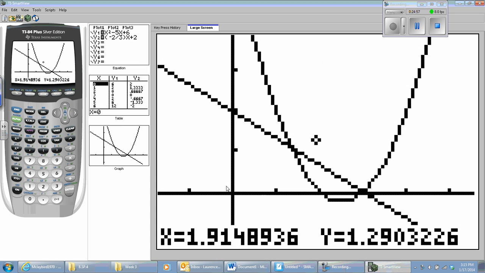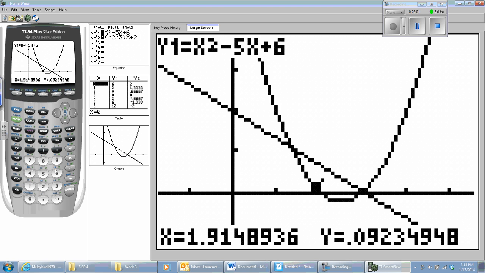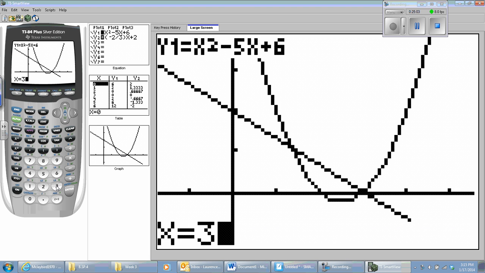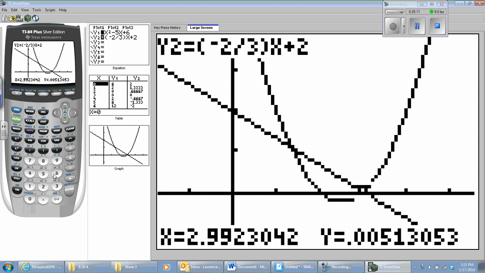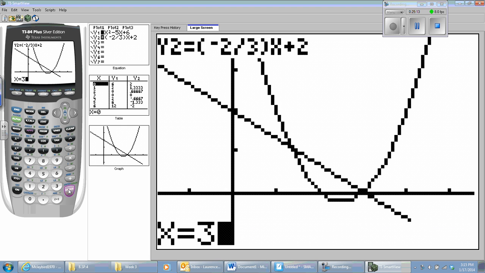Now let me hit trace. And one of the values was 3, right? It was crossing at 3, 0. Let's see, I'm on the quadratic right now. X is going to be 3, and look at that, y is 0. Let me shift to the linear equation and type in 3, and sure enough, y is 0. So 3, 0 is a valid solution.